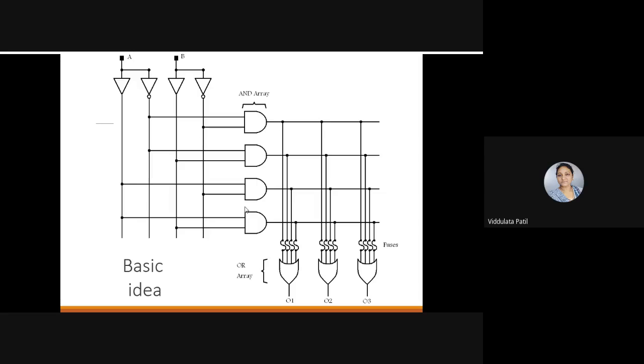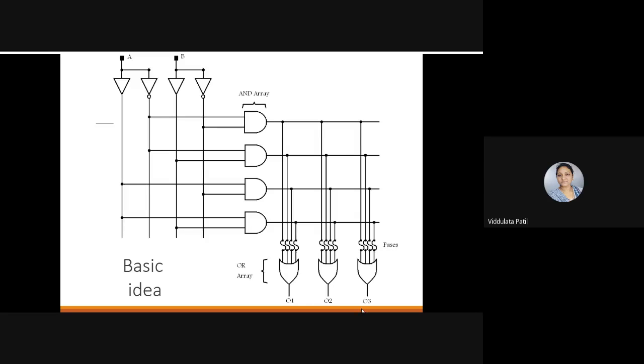This AND array can be formed using the different inputs to the AND gates. As we know, if we have n inputs, we can get 2 raised to n different combinations of the input. From that we get an array of AND gates, and then we also have an OR gate array. There are certain fuses connected here, and by blowing these fuses we can get a particular connection, and from that we get the output.